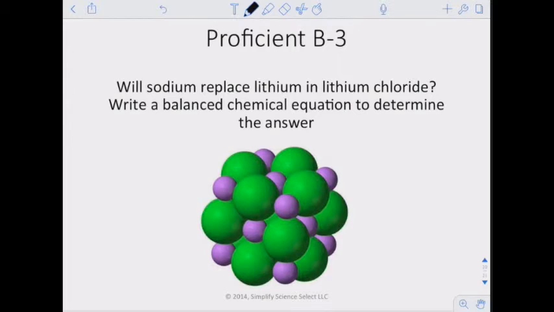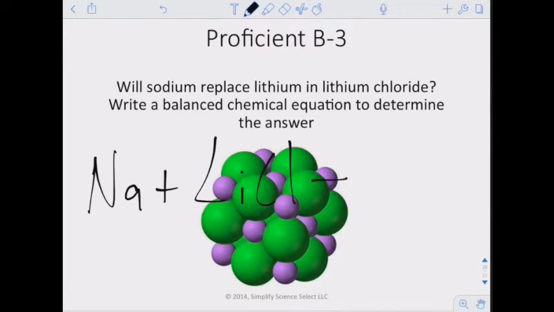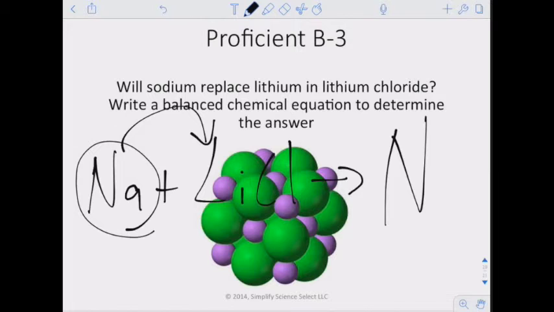Next question says, will sodium replace lithium in lithium chloride? Write a balanced chemical equation to determine the answer. So we have sodium, which is Na, plus lithium chloride, which is LiCl, and it produces, well, nothing, because sodium is not above lithium on the activity series. Sodium is actually below it, so there will be no reaction here.